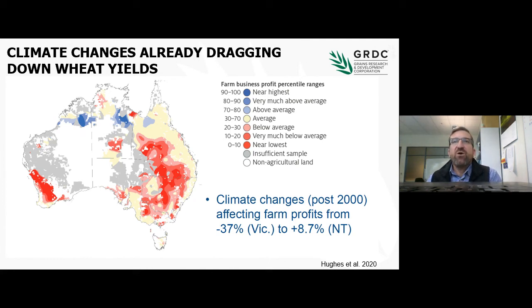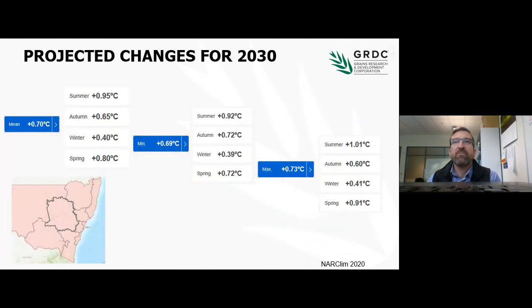So we know that the historical changes in temperature and rainfall are already resulting in historical changes in production. So the question is, what does the future hold in terms of changes in temperature and rainfall? If we look at the projection information that comes from the University of Sydney, with support from the New South Wales government, the projections that I'm showing you here are for mean temperature on the left-hand side, minimum temperature in the middle, and maximum temperature, on an annual scale. By 2030, the projections would suggest temperatures will rise by another half to almost a degree warmer.